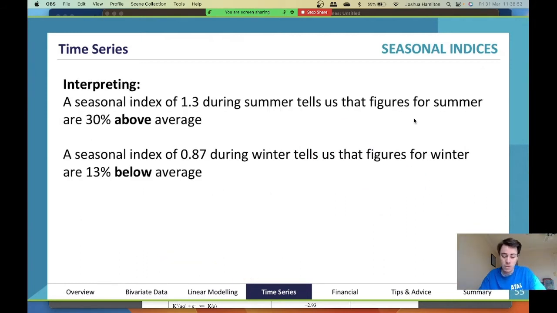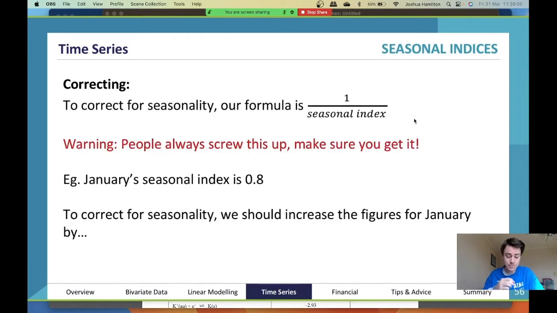A seasonal index of 1.3 during summer tells us the figures are 30% above average. If the seasonal index is 0.87 for winter, it tells me that we are 13% below the average. So that's how we operate with seasonal indices.